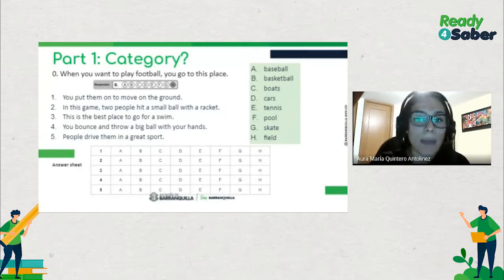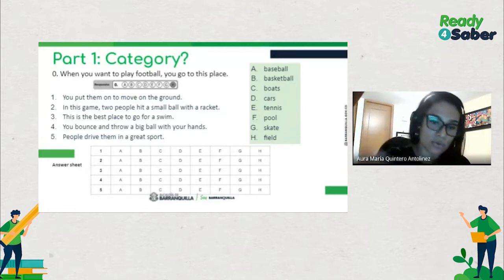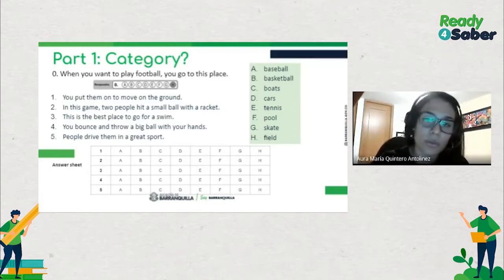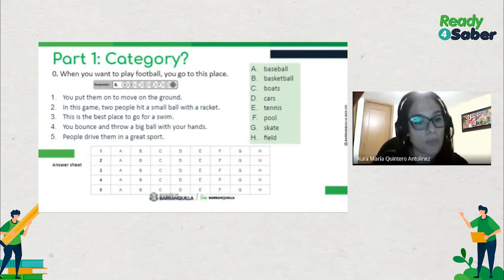Number 4, you bounce and throw a big ball with your hands. Good, Jansen. That would be B, basketball. You bounce and you throw. Yes, very good. And number 5, people drive them in a great sport.